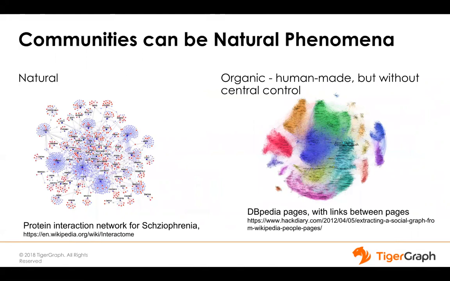Bioinformatics is one of the areas that really pushed graph analytics a decade ago. Here is an example on the left of a protein interaction network for the different proteins involved with schizophrenia. You see little clusters there, hubbed around little hub nodes. So you see the interactions are not random, they tend to occur in clusters.